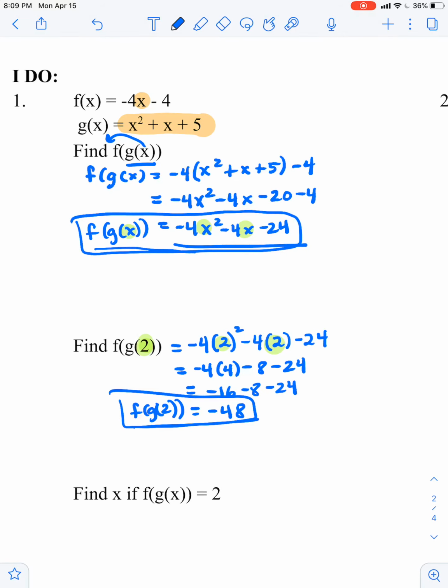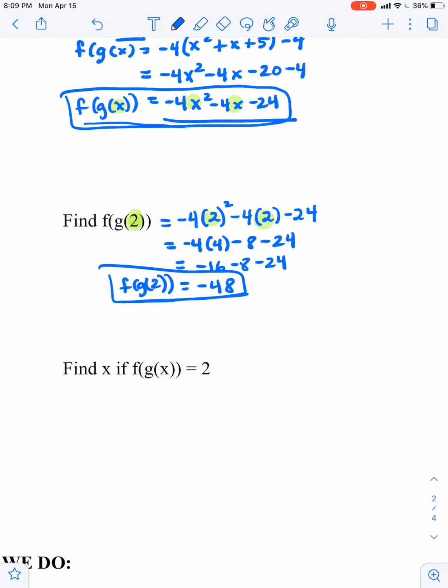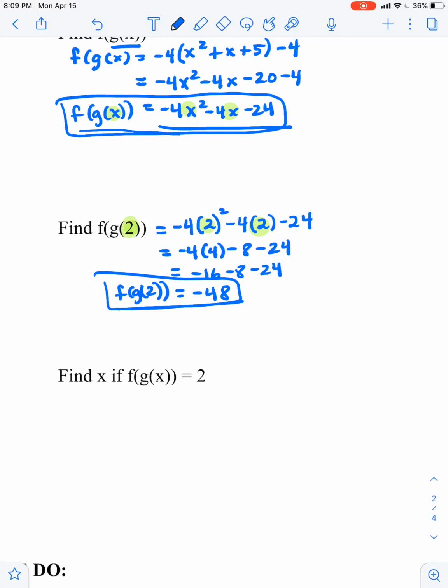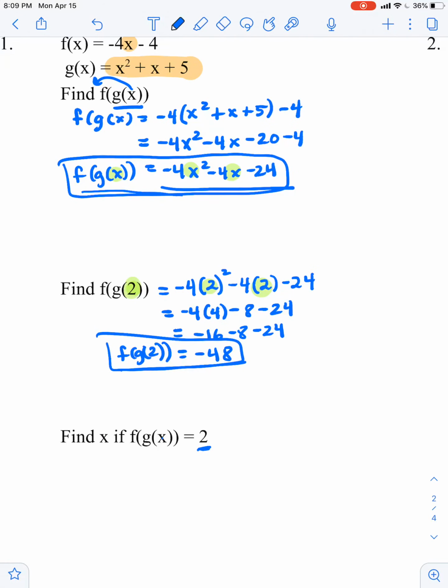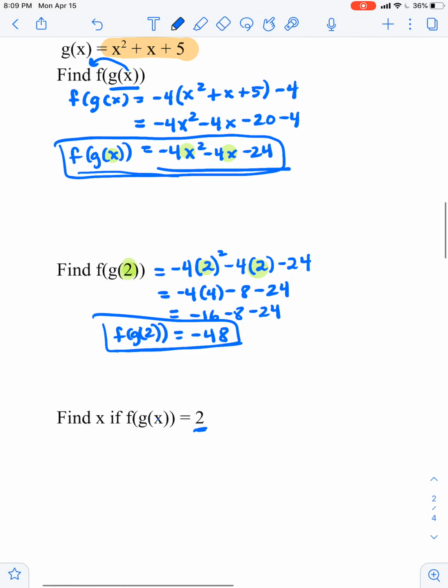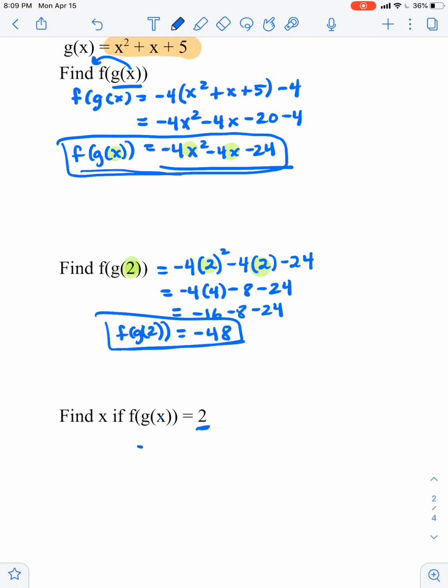Okay. And then the last one. Now this one's going to be a little bit different because if you look where the 2 is at, it's no longer where the x is, but it's telling you what it equals. Okay. So it's saying take f of g of x and make it equal to 2. So that means I'm going to go back up here to my f of g of x, and I'm going to take that negative 4x squared minus 4x minus 22 or 24, and I'm going to set it equal to 2. Okay, because now it's telling me what it's equal to.